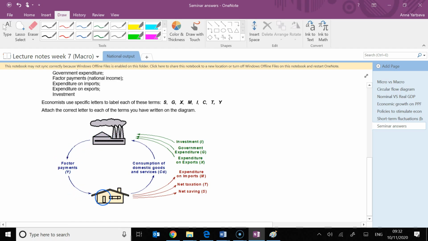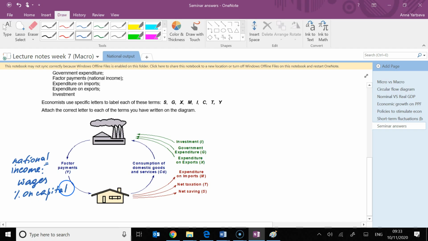Companies pay households in the form of factor payments. So payments for factors of production. This is actually national income. Factor payments represent national income. And this includes all income received by households, wages, interest on capital which you've provided.